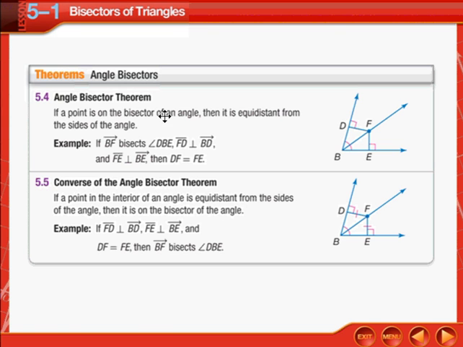The first theorem is the angle bisector theorem. It says if a point is on the bisector of an angle, then it's equidistant from the sides. So if I know that ray BF is the bisector of angle DBE, then I know that the distance from point F back to either one of those rays is the same. So in other words, segment FD must be congruent to segment FE. And the converse of that just simply says that if I happen to know that segment FD is congruent to segment FE, then I know that point F must be on the angle bisector in order for that to be the case.